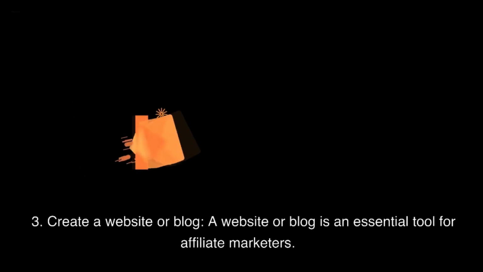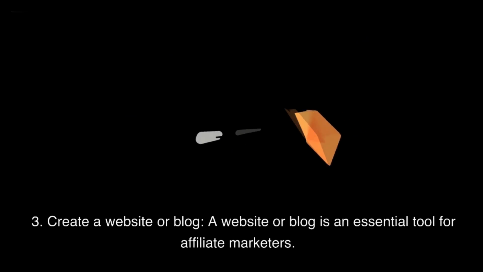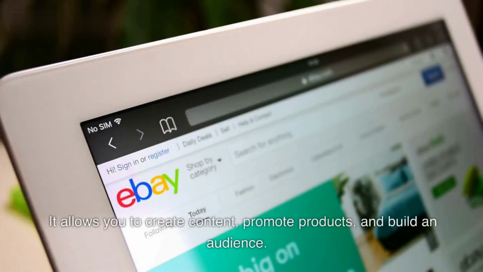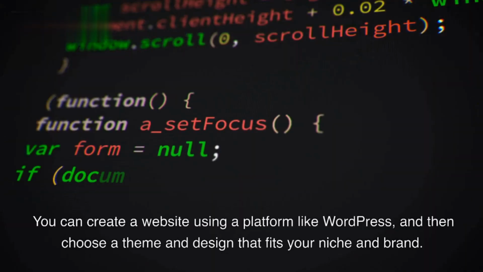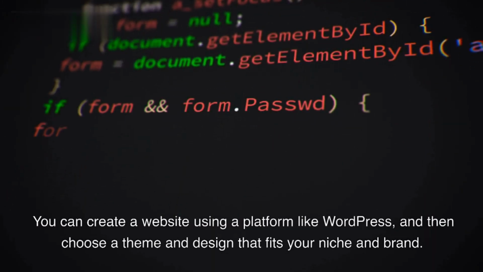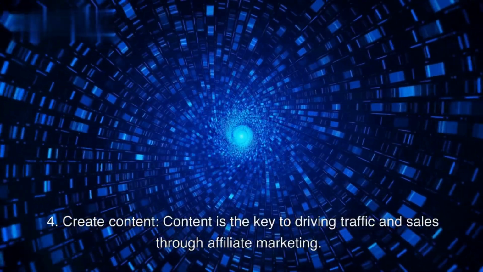3. Create a website or blog. A website or blog is an essential tool for affiliate marketers. It allows you to create content, promote products, and build an audience. You can create a website using a platform like WordPress, and then choose a theme and design that fits your niche and brand.